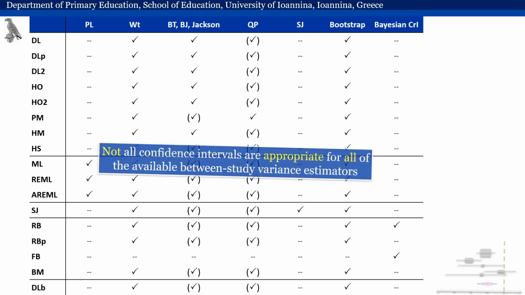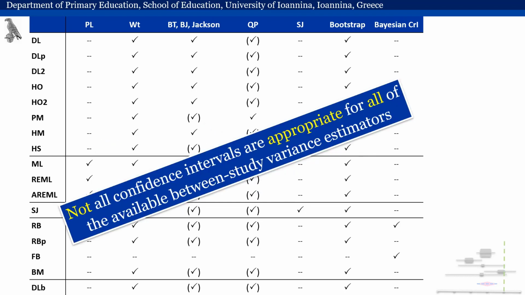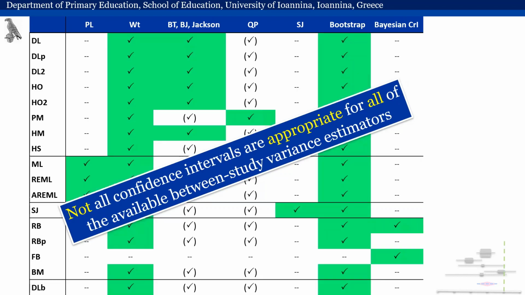Therefore, as you can see, not all of those confidence interval methods are appropriate to be used for all the heterogeneity estimators. What we suggest is using only methods based on the same statistical principle that can be naturally paired. This is because using this approach, we may avoid issues such as confidence intervals not containing the heterogeneity estimated value.